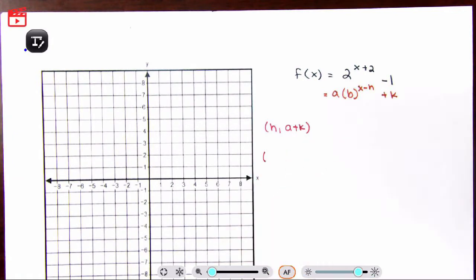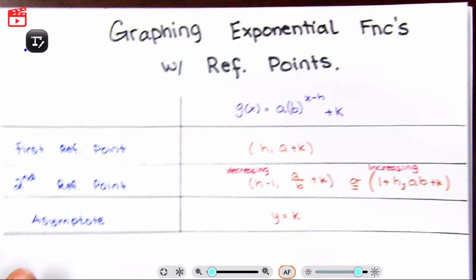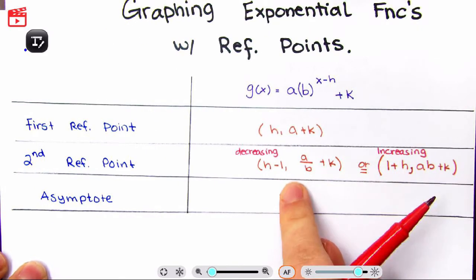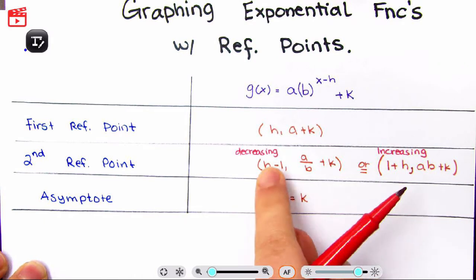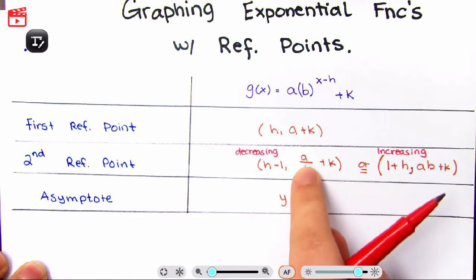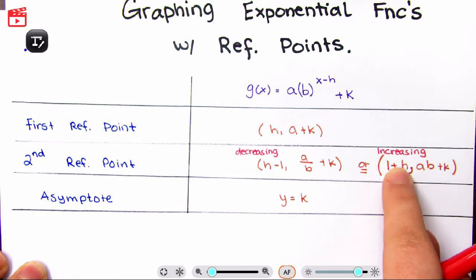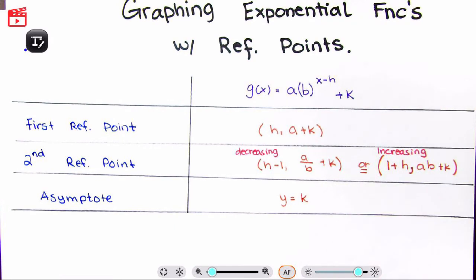Let's back up a little bit. One thing I didn't mention, increasing, decreasing. There are two types of formulas for your second reference point. If it is decreasing, you're going to be subtracting 1 and dividing A and B. For increasing, you're adding 1 and you're multiplying. Just think of it this way. If you are increasing something, you are making it larger. So you're going to add a 1 to your H and you're going to multiply A and B together, then add in K. Now, if you're decreasing, you're making something smaller. So H minus 1, and when you divide A and B, you're actually making that number smaller. So keep that in mind when you're doing your decreasing and increasing for your second reference point.